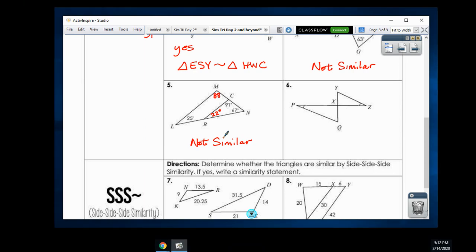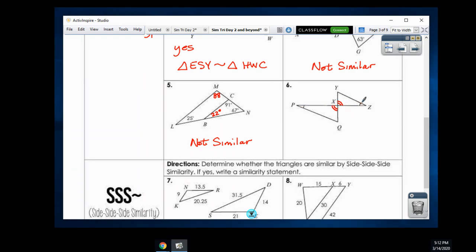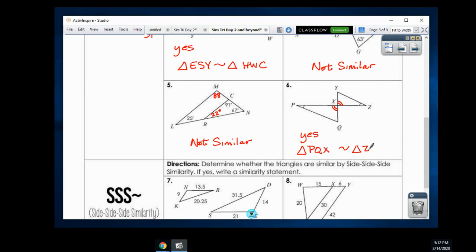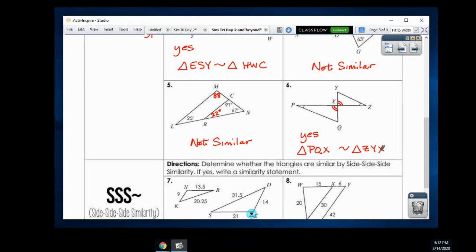6. The bow tie problems, I call these bow tie problems because the shape kind of looks like a bow tie. We know that these two angles are going to be congruent because they're vertical angles, and we've already got another matching pair. So yes, by angle similarity, these two triangles are similar to each other. So triangle, let's go PQX, okay? And that over here would be ZYX. PQX and ZYX. Pretty easy.